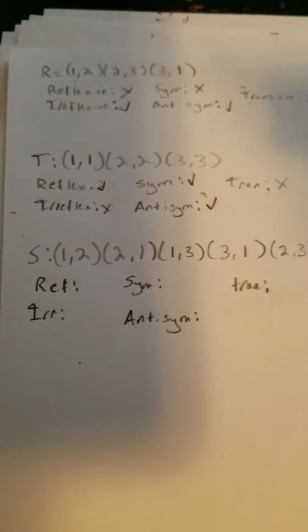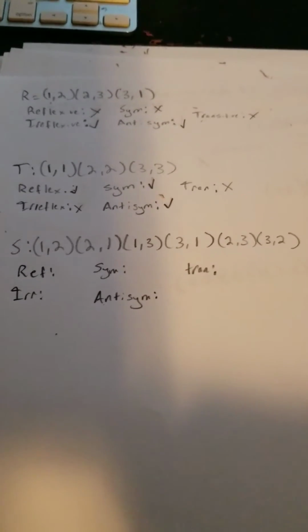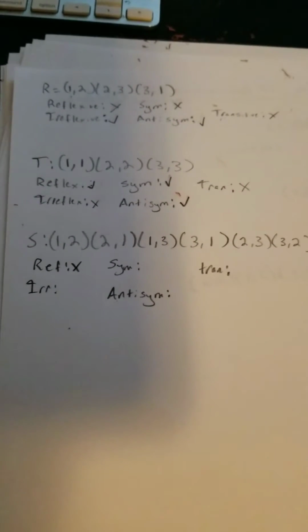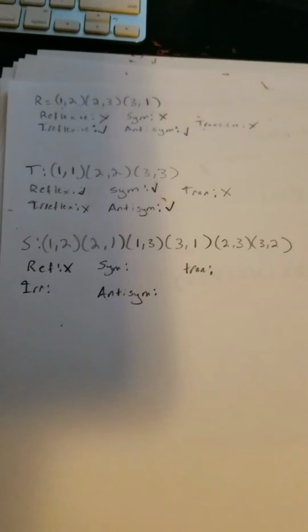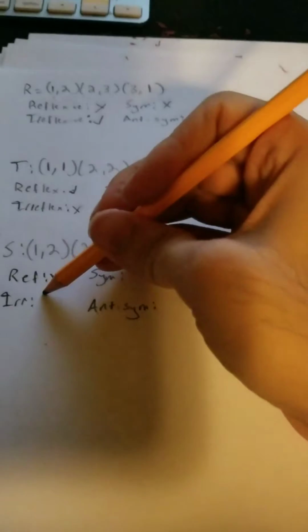Finally, we'll blow through this one. We can see right off the bat that we're missing 1 comma 1, so it's not reflexive. We can also see that we are missing every element where x equals x. So we don't have 1 comma 1, we don't have 2 comma 2, and we don't have 3 comma 3. Therefore, this is irreflexive.